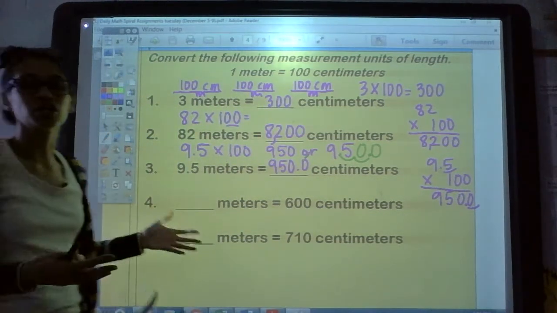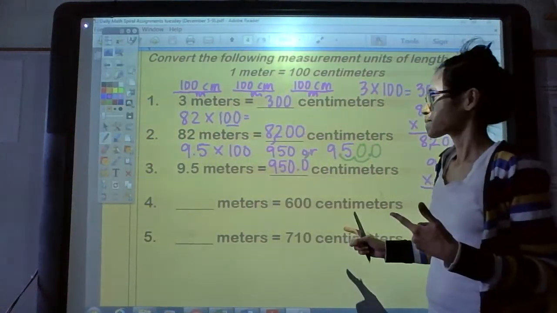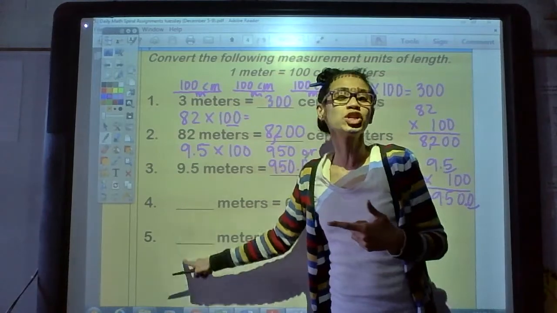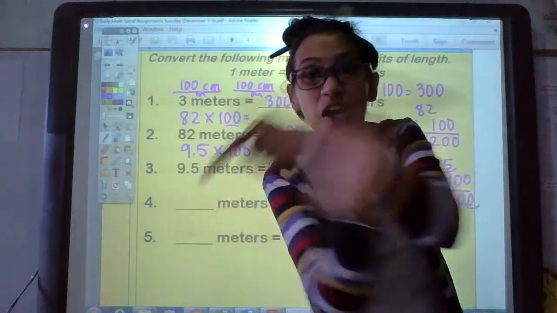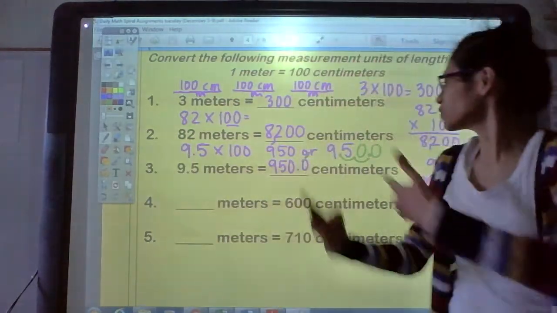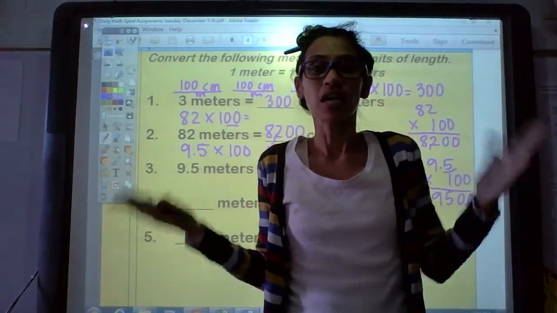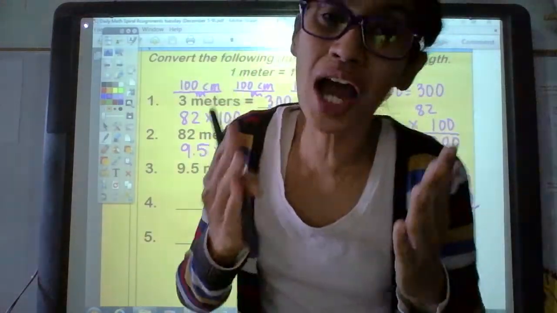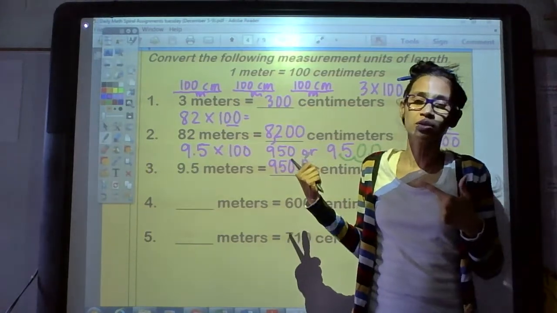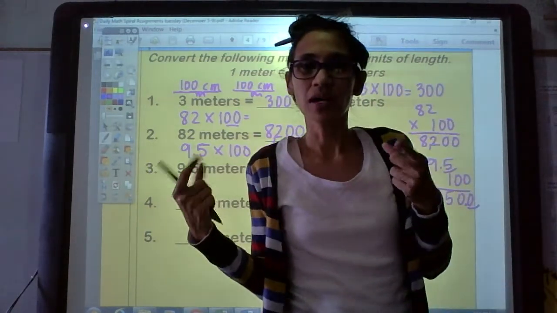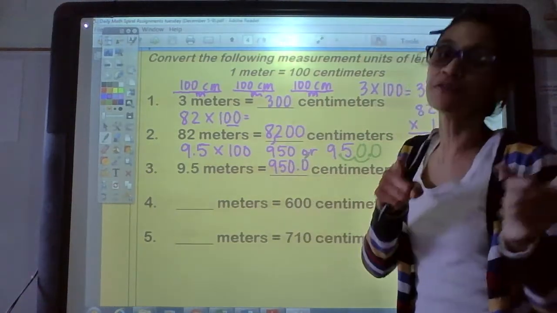Now, these look a little bit different. Do you see what's different about that? Look, I did not give you the meters, but I did give you the centimeters. So it's backwards. It's reverse. Now, to do the reverse, what do we do? The opposite. We do the opposite. What is the opposite operation of multiplication? Whoa, that just rhymed. Opposite operation of multiplication would be division.